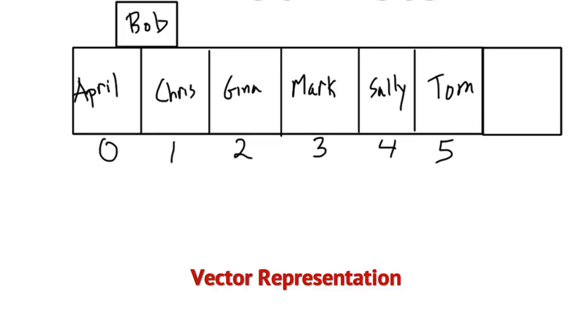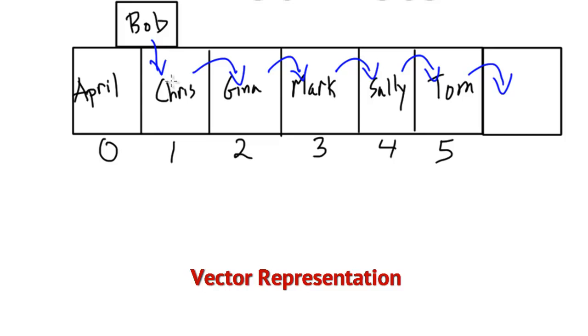And then what would happen is we would have to go about shifting all of these elements after April down by 1. So they'd have to move over by 1. So we'd have Tom shifting over, we'd have Sally shifting over, Mark, then Gina, and then Chris, so that we can actually fit Bob in here. And this may not seem like a lot of work for a computer to just shift over 5 of our contacts to make room for Bob here.